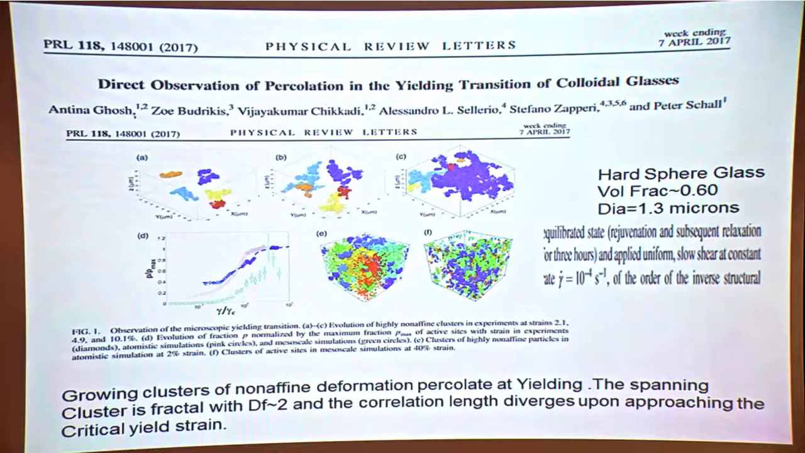So, I guess you're going to discuss this more, but in what sense is this a percolation transition? Yeah, so they look at how these growing clusters fill the whole space, and they plot that fraction, and as you go towards gamma c, this non-affine cluster percolates, and in that sense they call it a percolation transition. I think it's as simple as that. That's what I understand.